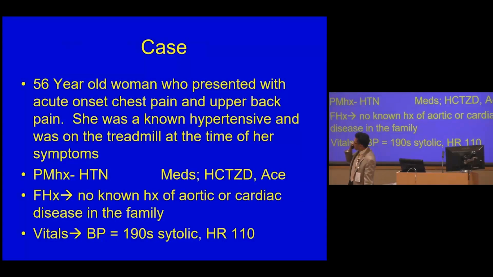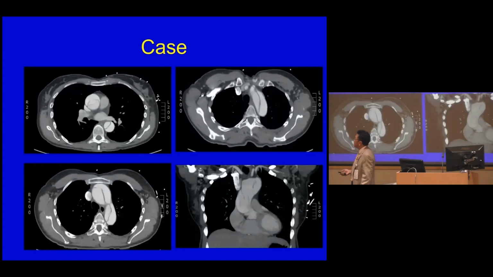So this is the first case that I wanted to present to you guys. A 56-year-old woman presented with acute onset back pain. She was a known hypertensive, was on the treadmill at the time of her symptoms. She was on hydrochlorothiazide and ACE inhibitors. No known history of cardiac or aortic disease in the family, and she was hypertensive on presentation. This is her CT scan.